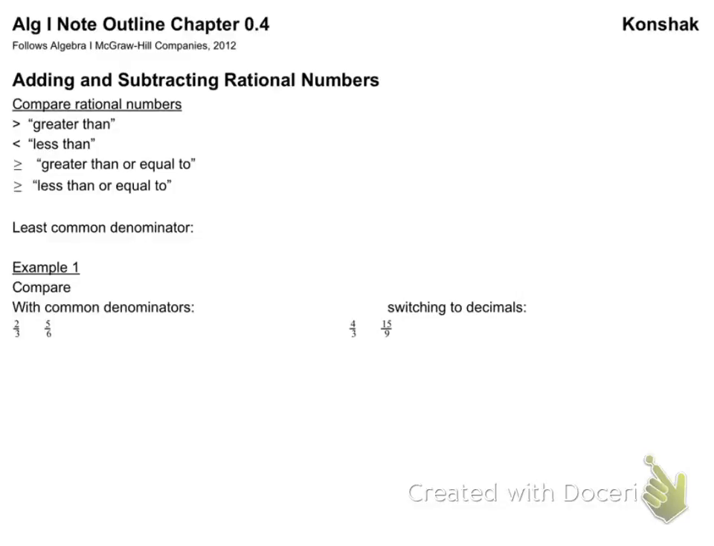Algebra 1, Chapter 0.4, we are going to add and subtract rational numbers today, with multiplying and dividing as well. So before we start off with that, let's just compare numbers. Or we'll say rational numbers, because rational numbers can include integers and all of that.